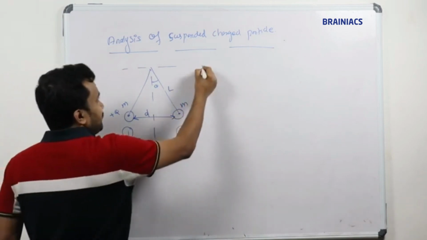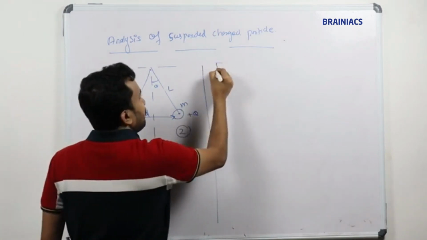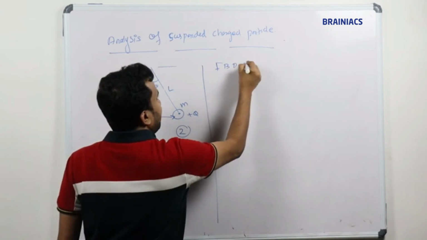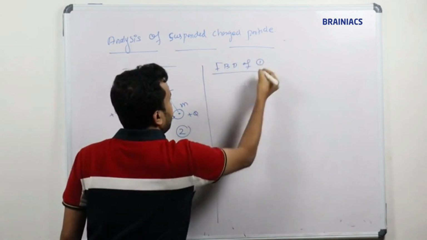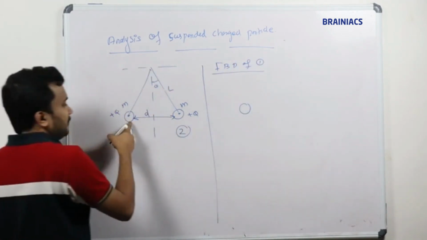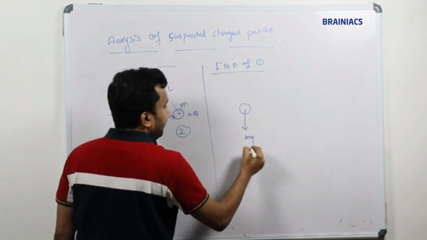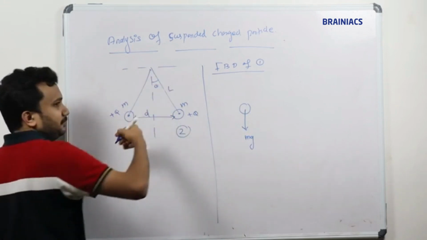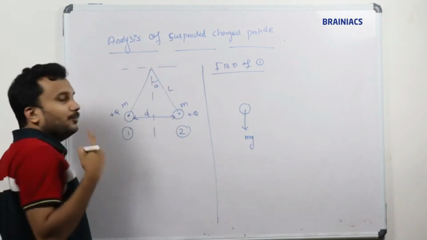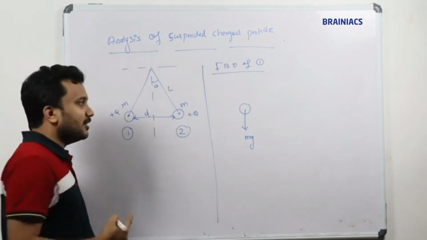So here, the first step always is I am going to do the free body diagram of the first one. First mass, if I am taking like this one, this will apply one force called mg. And here it is a string. This is a wire string. So a wire or a string will apply something called a tension.